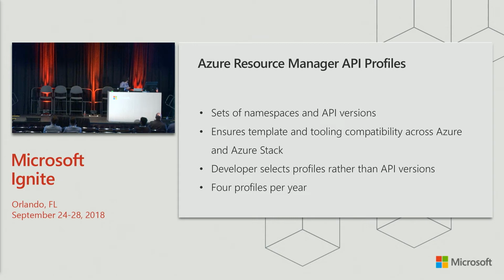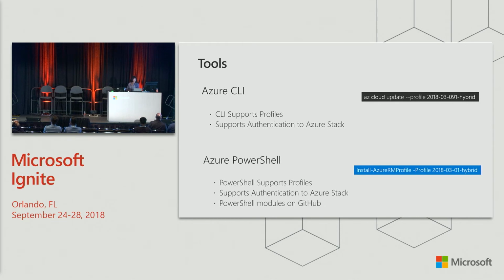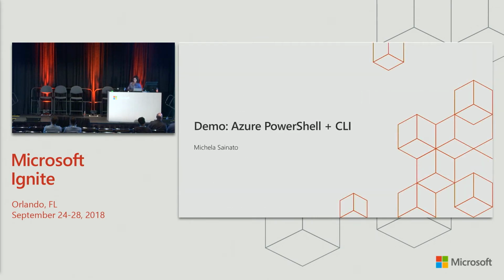This is a set of resource provider namespaces and API versions, and in this case, you need to remember just a single number for the API profile that ties all your API versions up in one single group. CLI and PowerShell both support profiles as well and support authentication to Azure Stack. And PowerShell also has modules in GitHub that help you to get started with Azure as well as Azure Stack. So let me give you a demo on those two tools.